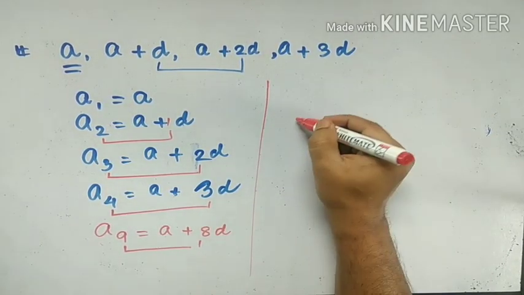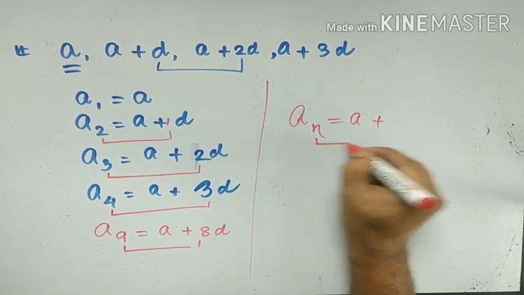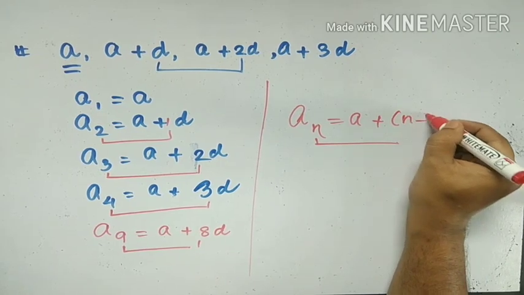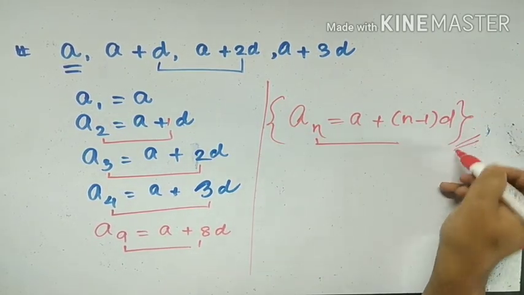Therefore An will be A plus, here is n, so here will be n minus 1 into D. So this is the general term of any AP.